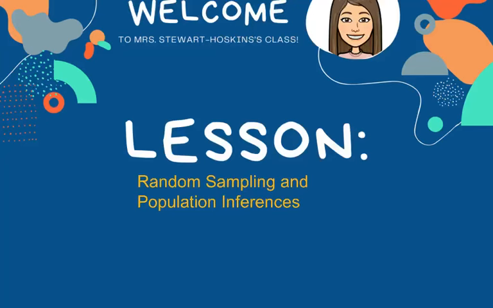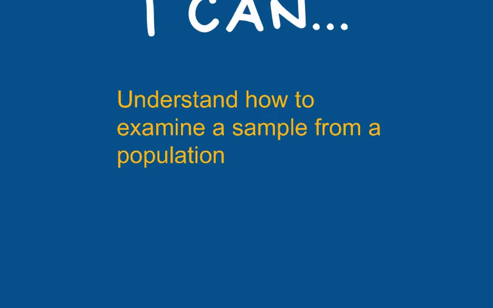Hey guys, today we are going to learn all about random sampling and population inferences. By the end of this lesson, you should be able to understand how to examine a sample from a population. Specifically, we're going to look to see, is a population sample random? And then once a sample has been collected, we're going to see if we can infer what the entire population consensus would be. Go ahead and get out your notes and be ready to learn.